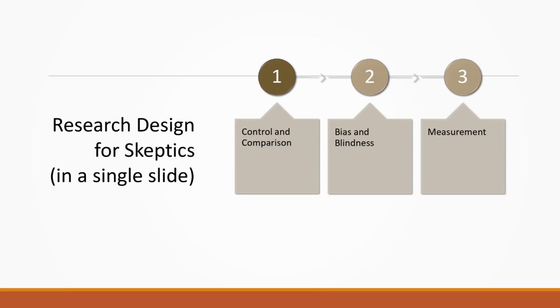I don't know. So, control and comparison. You have to try to grasp the amount of control they exercised. Did they have appropriate control? And what exactly were they comparing, and did they design that well? Bias and blindness, which go heavily towards control.